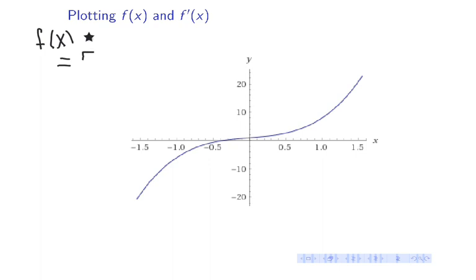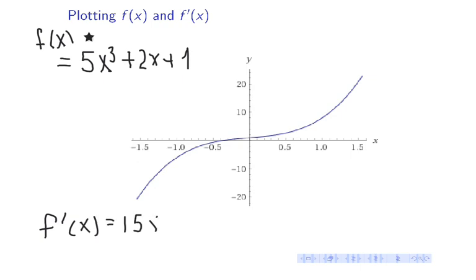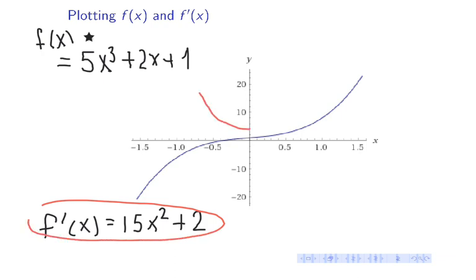So f of x is equal to 5x cubed plus 2x plus 1. And we found that f prime of x is equal to 15x squared plus 2. Which, if we were going to graph, will look something like this. So this is f of x. And this is f prime x. And this is our f of x.